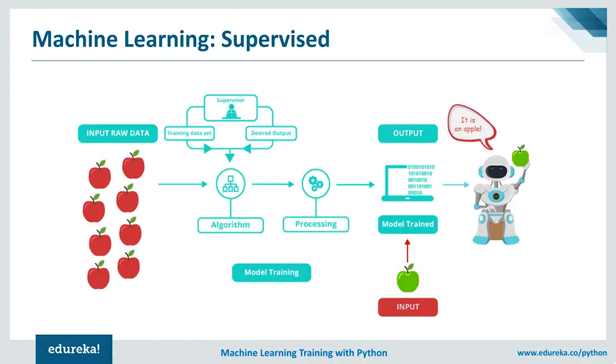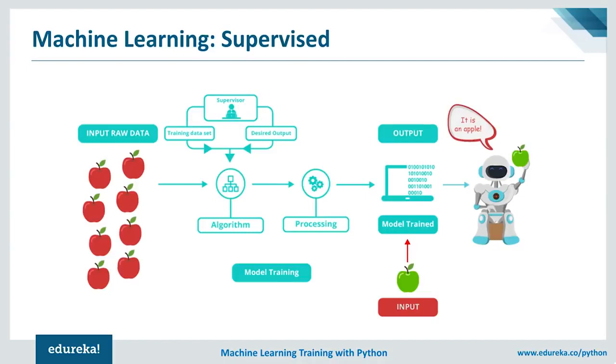You can see an image on your screen, right? In this image, you can see that we are feeding raw inputs as images of apples to the algorithm. As a part of the algorithm, we have a supervisor who keeps on correcting the machine or who keeps on training the machine. It keeps on telling it that yes, it is an apple, and no, it is not an apple. Things like that. So this process keeps on repeating until we get a final trained model. Once the model is ready, it can easily predict the correct output of a never-seen input.